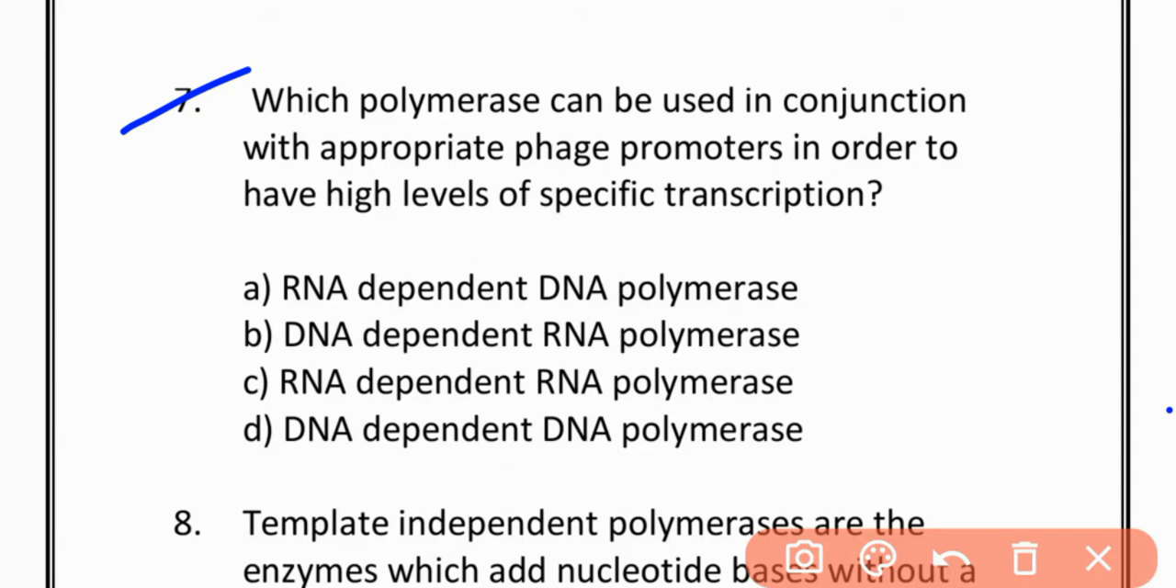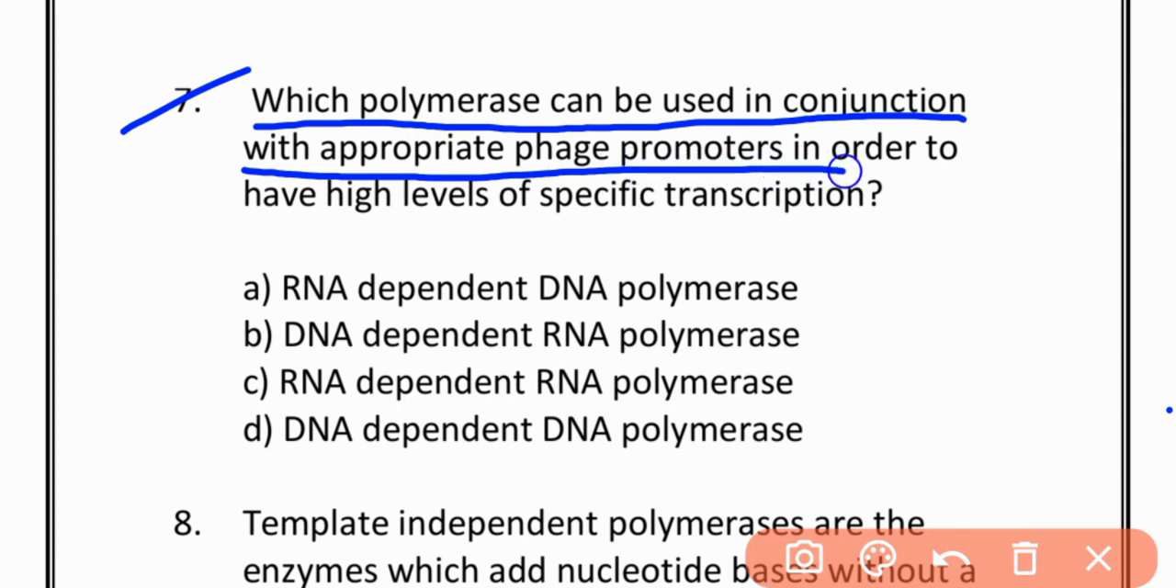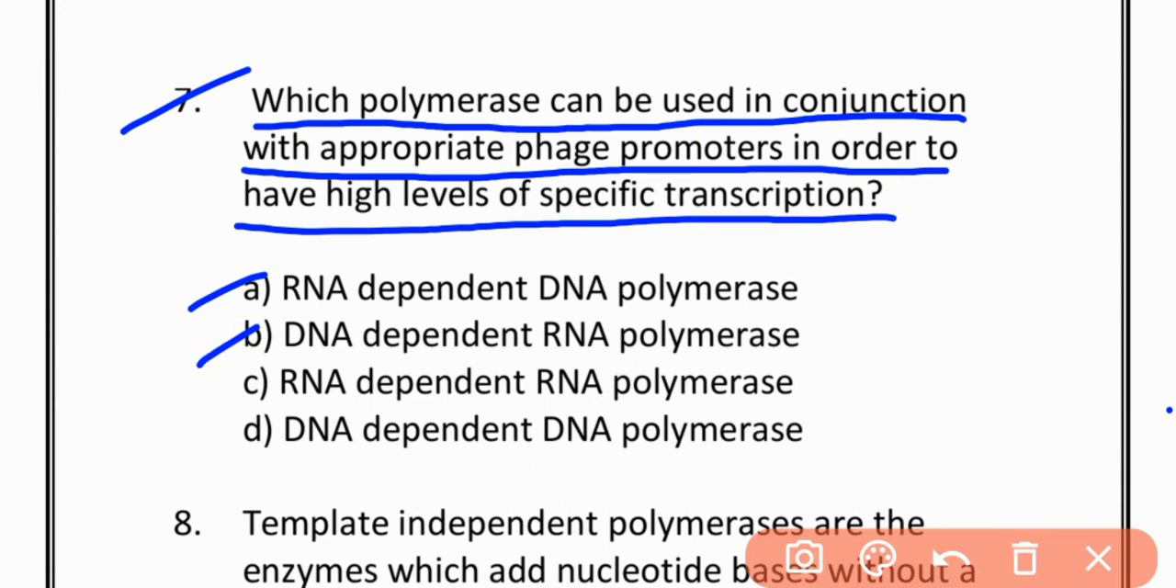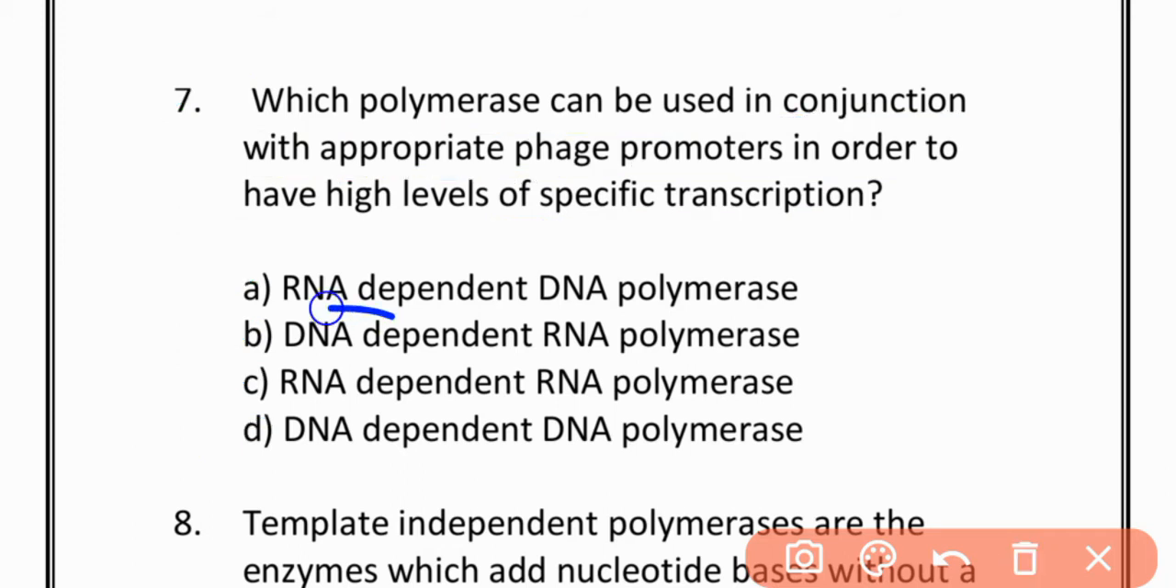MCQ number 7. Which polymerase can be used in conjunction with an appropriate phage promoter in order to have a high level of specific transcription? RNA dependent DNA polymerase, DNA dependent RNA polymerase, RNA dependent RNA polymerase, DNA dependent DNA polymerase. The correct option is option B, DNA dependent RNA polymerase.